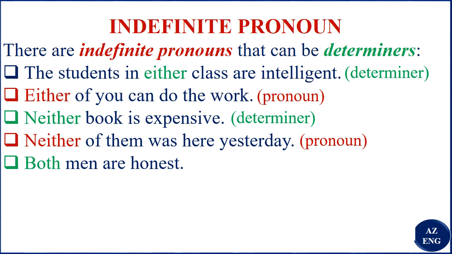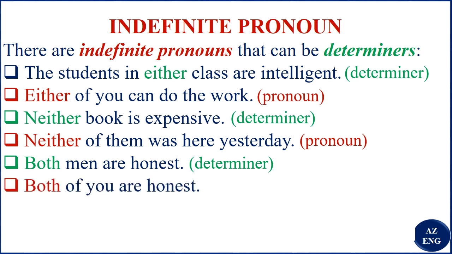Here, both men are honest. Honest, the H is silent. You don't say honest. So you don't sound the H. It is silent. You say O, honest. Now, both men are honest. Here, you say the both is a determiner. And here, both of you are honest. It is a pronoun.